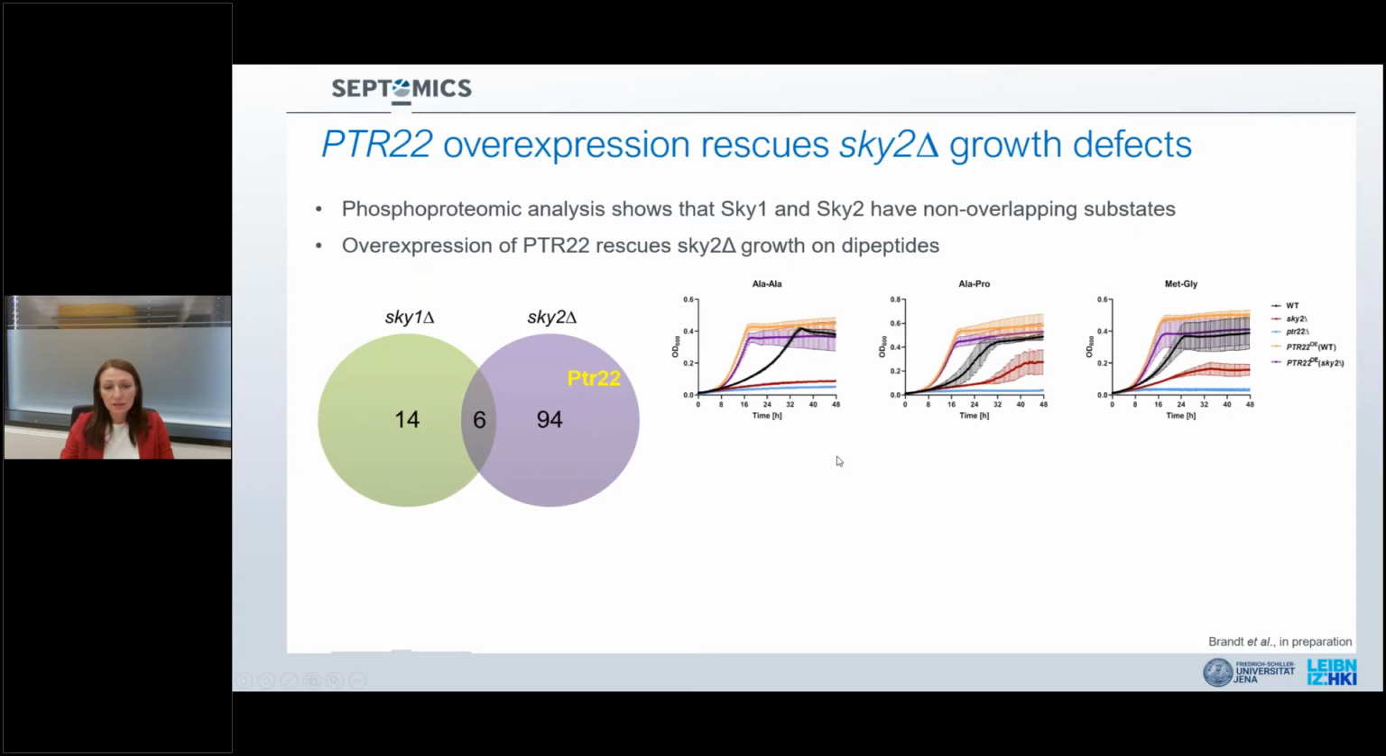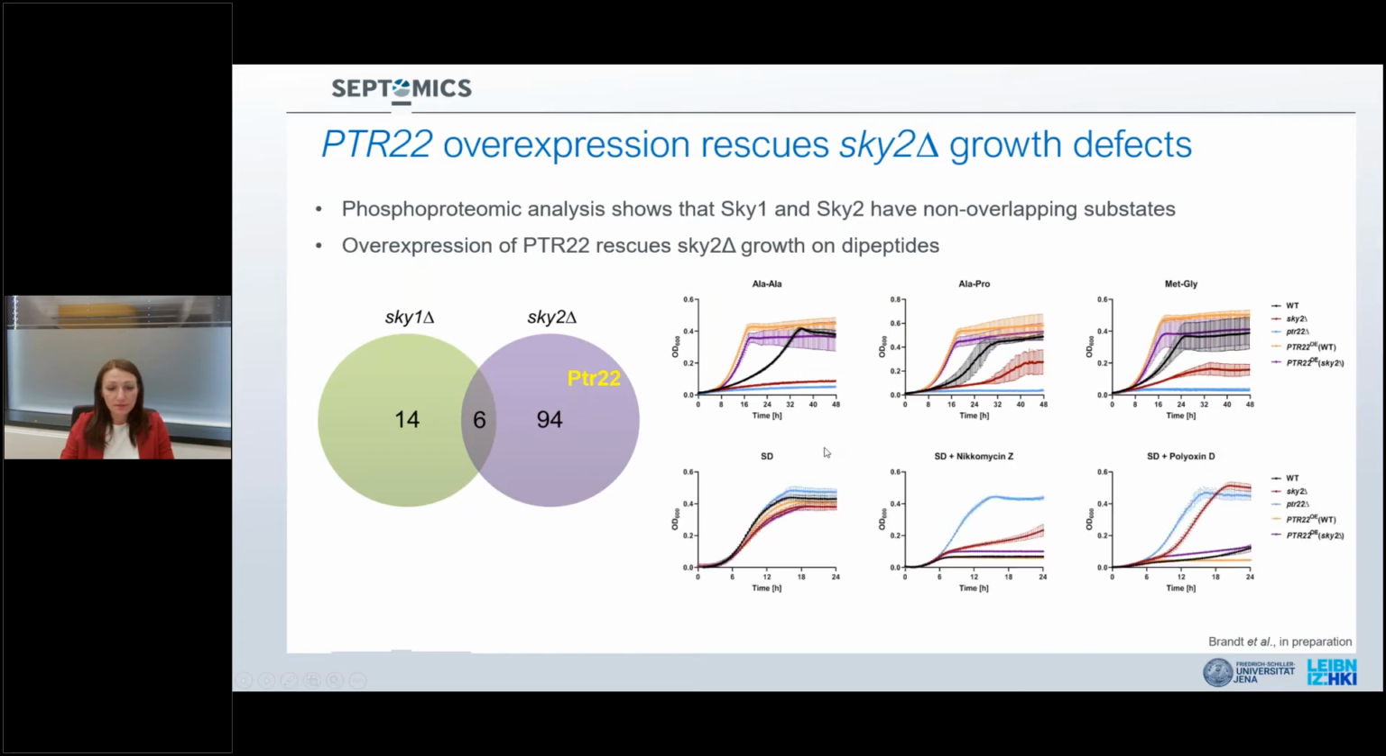So this validates that SCY2 really coordinates dipeptide transport in Candida albicans.